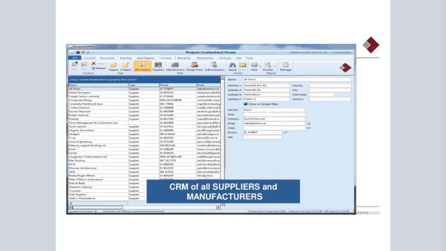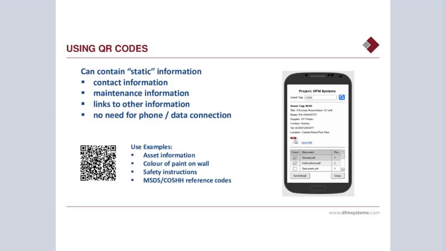We include a full CRM of all the suppliers and manufacturers, so that replacements can be easily and quickly sought or purchased. We also use QR codes within the system, and that will allow us to place a QR code, or lately we're starting to use NFC codes, that can be placed on items of equipment. And using either the QR code or the NFC code, a service technician can scan the code and access the information on the equipment very quickly and very easily.